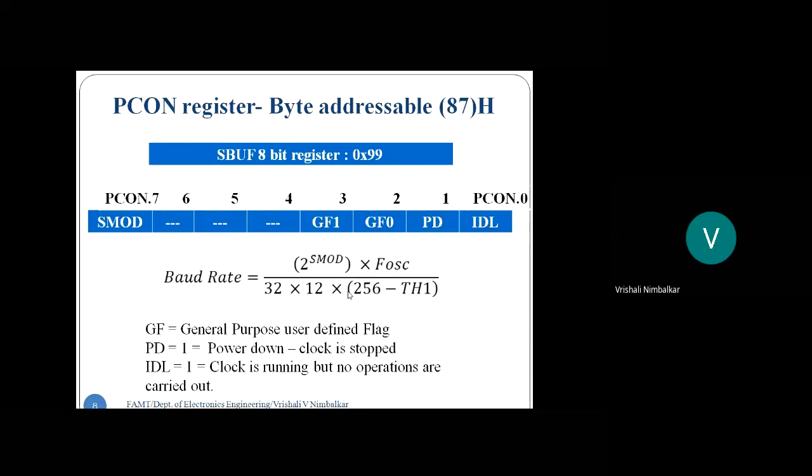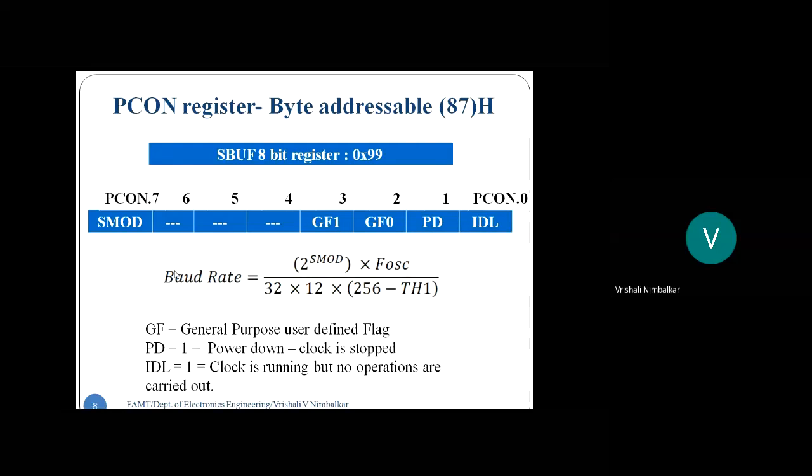Now what is this? If you have heard those timer lectures, 256 minus TH1 is indirectly indicating we are using timer 1, TH1 is timer 1, and the count is 256, meaning it is mode 2. It means to generate the baud rate for serial communication, we will be using timer 1 in mode 2, auto reload mode. Are you getting me? Okay, so that is the equation.